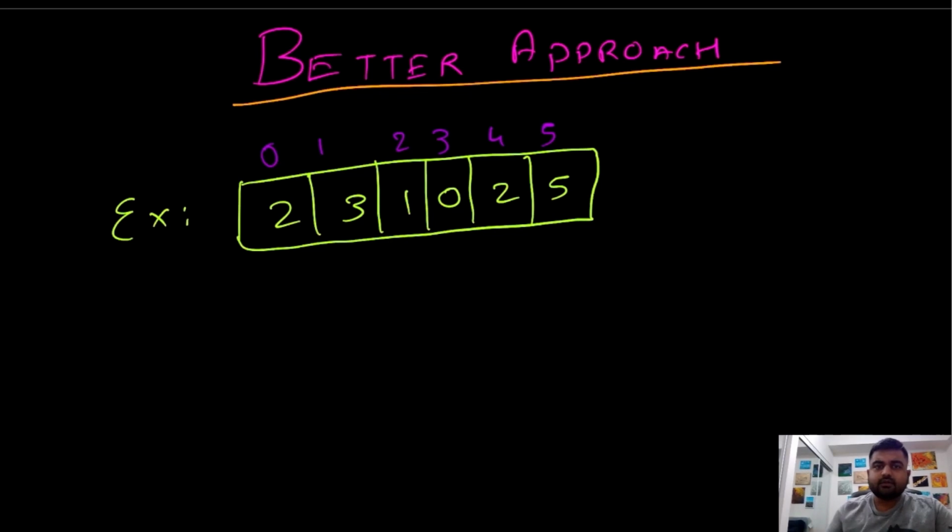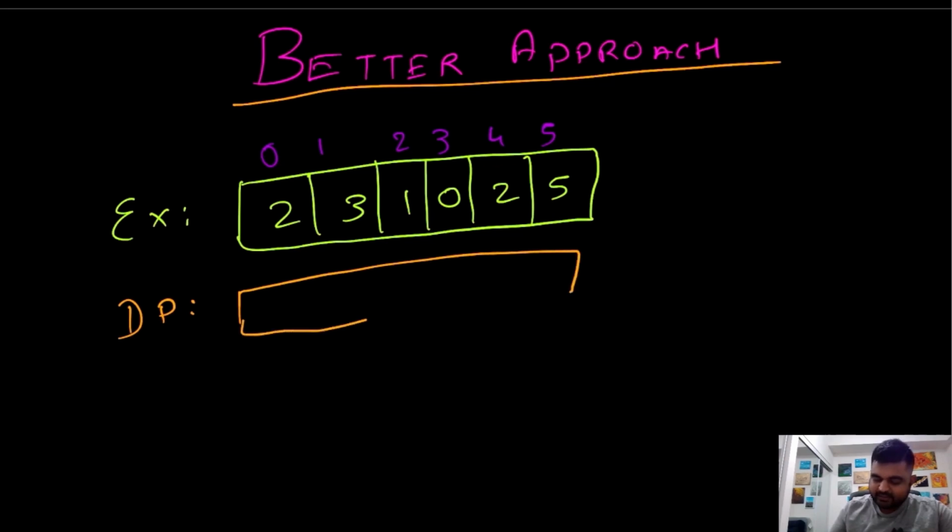Okay, so the issue in the brute force approach we had is that we were doing a lot of repetitive work, because at any point we found out that we are not able to make any progress from this point, we are still ending up at that point. So let's see how we can counter that with a better approach. Suppose we create an additional data structure over here. So we create a dynamic programming additional data structure over here.